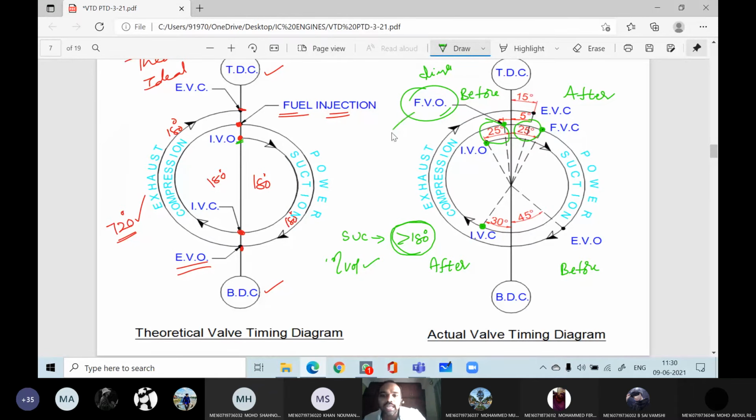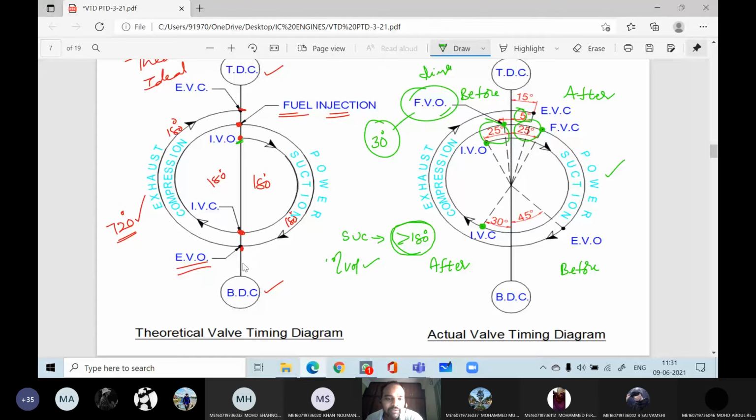Therefore, what is the total time available for fuel injection? 30 degrees of crank. Clear? It is opened 5 degrees before TDC and closes 25 degrees after TDC. More fuel is admitted, thereby high pressure and high temperature will be liberated. Once the pressure and temperature are liberated, they will push the piston downward, and the power stroke starts.